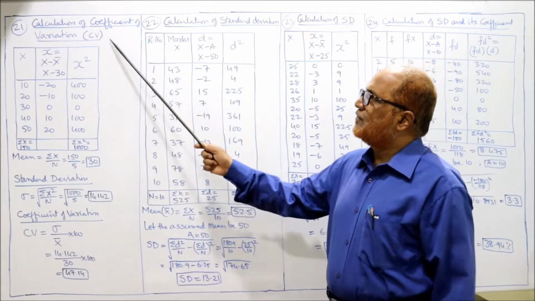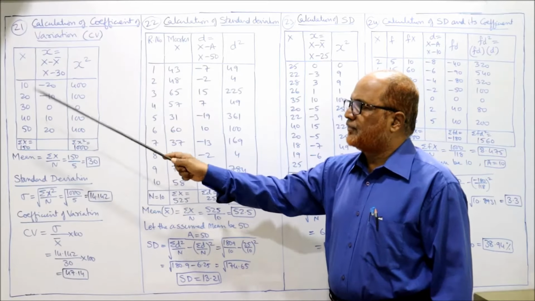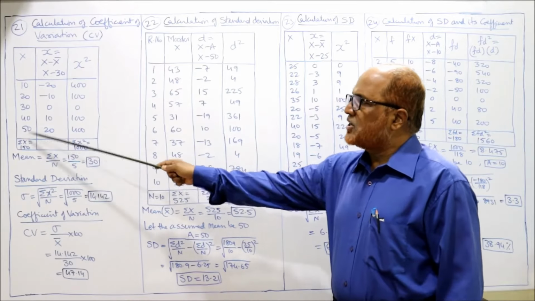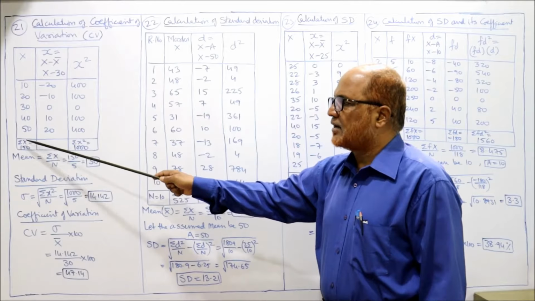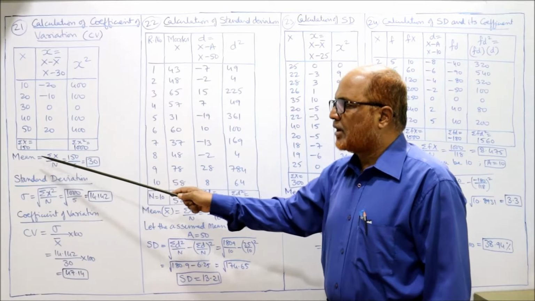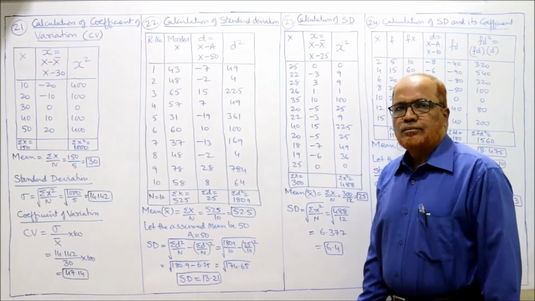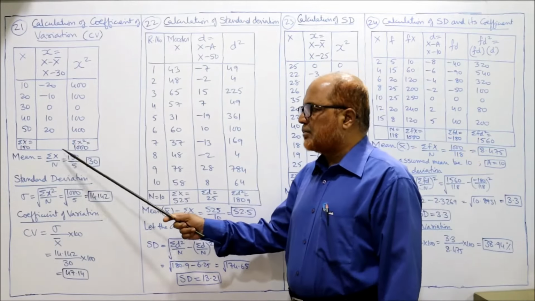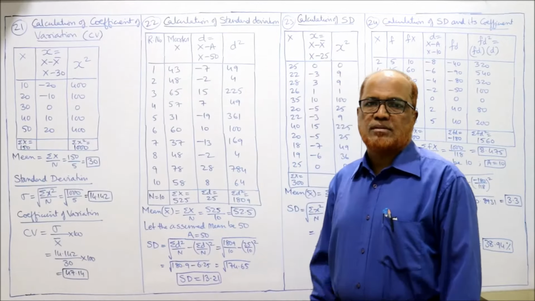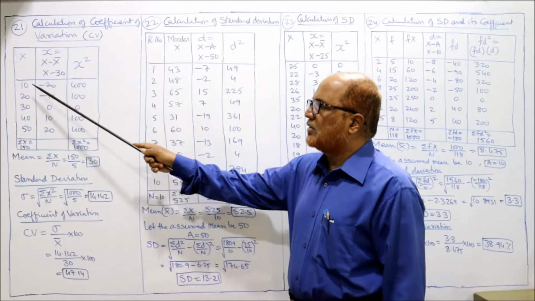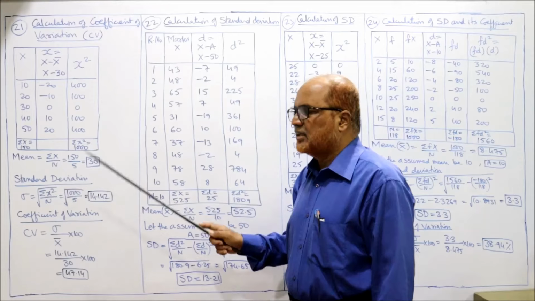See the solution here. Calculation of coefficient of variation. X values are given in the problem: 10, 20, 30, 40, 50. Summation X, if you calculate, is 150. Now the formula for mean for an individual series is summation X by N. Summation X is 150. N means the number of items, number of values. So 5 values are given. Summation X by N, 150 by 5, is 30.